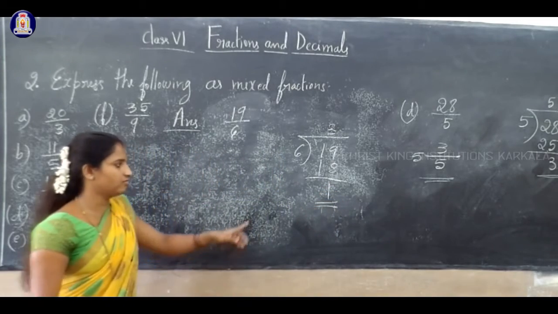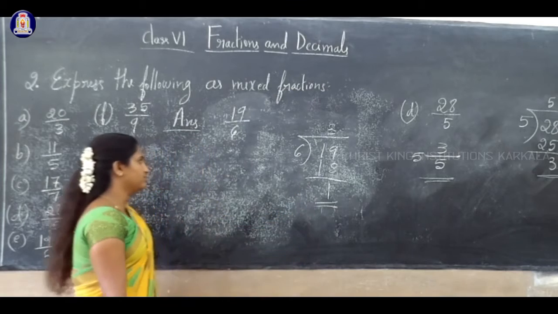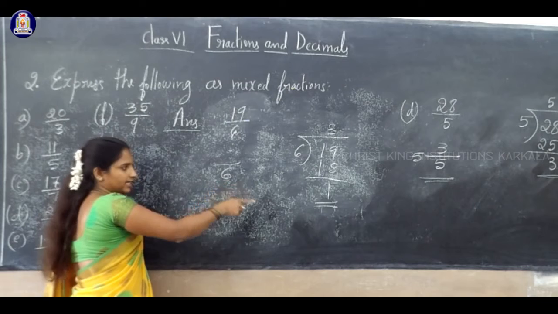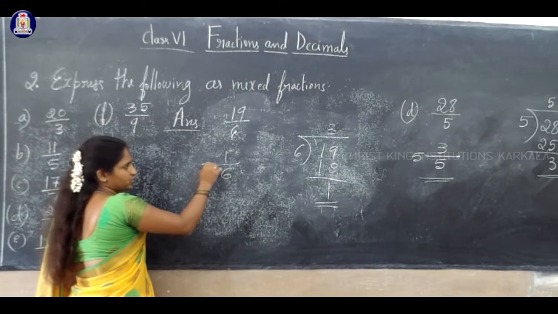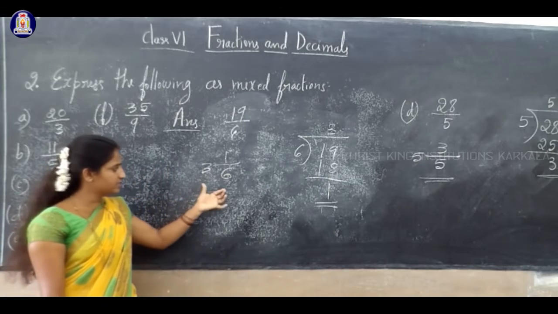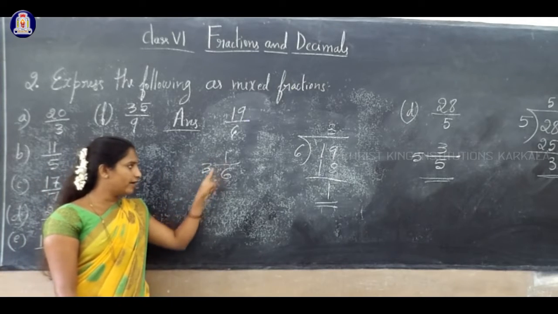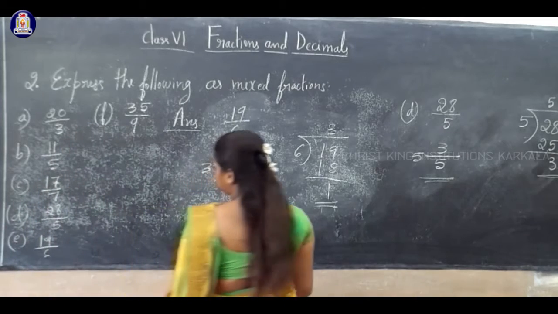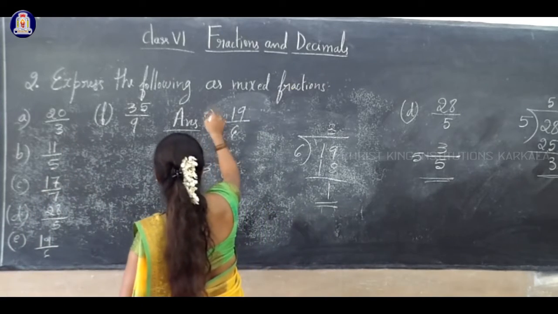So 6 does not divide 1. Okay? So this can be written with 6 in the denominator, right? As it is, and the remainder is 1 and the quotient is 3. So 3 1 by 6. How will we read this mixed fraction? 3 1 by 6. Okay? So this is the answer to the fifth question.